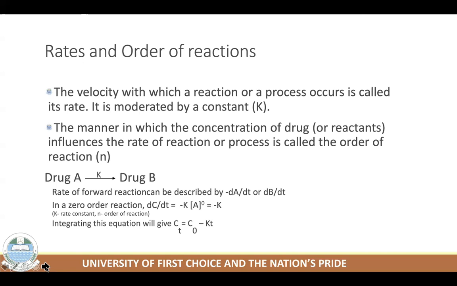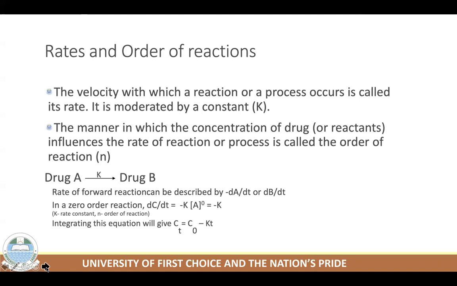The manner in which the concentration of drug influences the rate of reaction of a process is called the order of reaction. For example, zero order means the concentration of the drug has no influence on the rate of progression of the reaction or the rate of the process, or of the change in the drug concentration. It doesn't depend on the concentration of the drug administered.